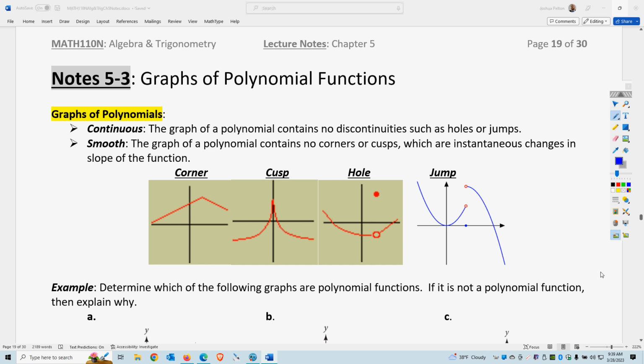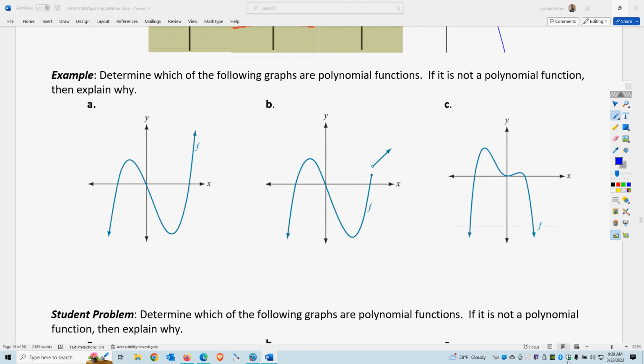We're going to go through graphing of polynomials in a more in-depth fashion. So just to review, polynomial graphs are continuous and smooth. You're not going to have any corners, cusps, holes, or jumps, which you might have in other types of functions. Those cannot exist here. So if I look at these following functions, which one is an actual polynomial? And which one is not a polynomial.